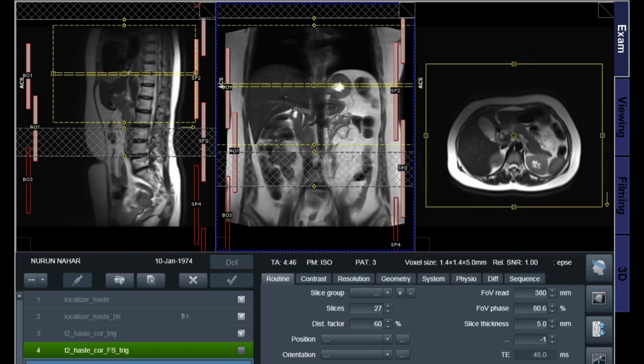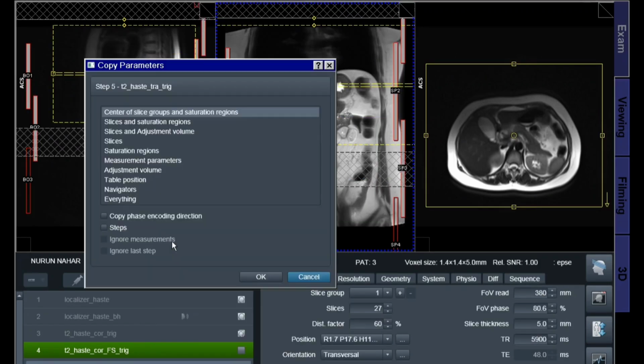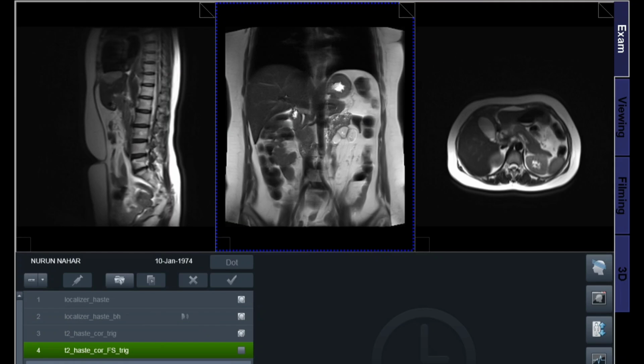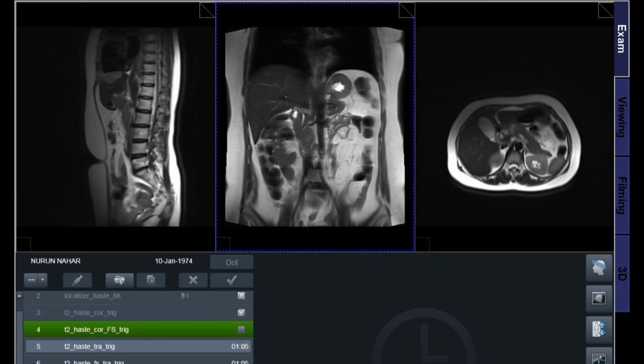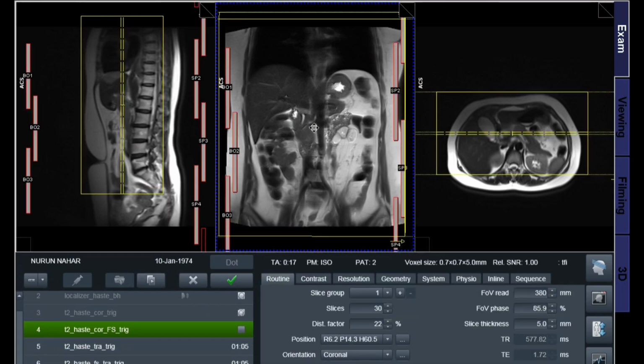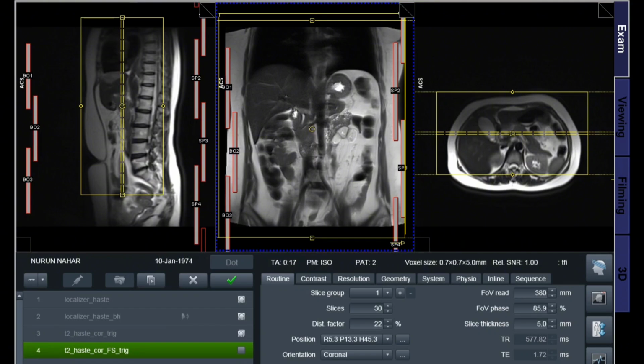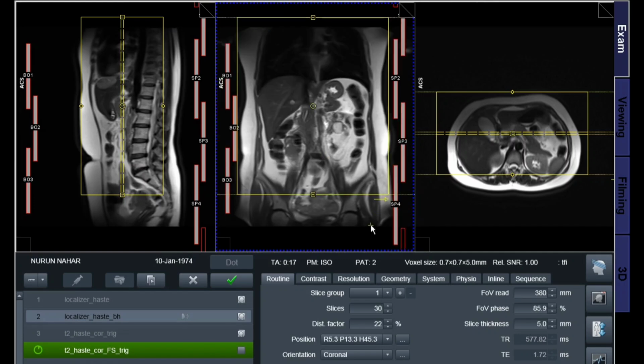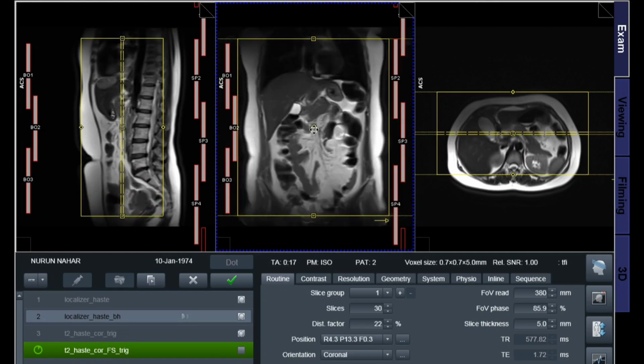MRI sequences used. Common sequences include T1-weighted images, useful for anatomy and fat detection. T2-weighted images, excellent for detecting bile ducts, cysts, and fluid. Fat-suppressed sequences, improve lesion conspicuity. Diffusion-weighted imaging, helpful in detecting malignancy and abscess.